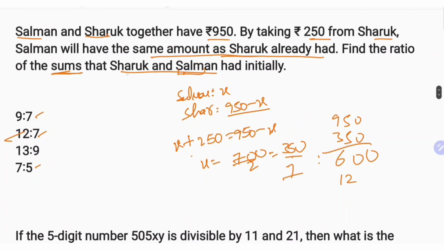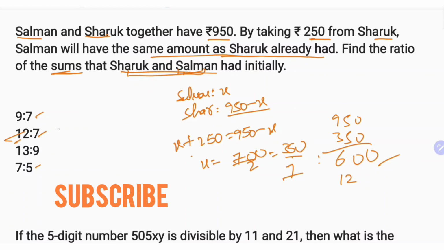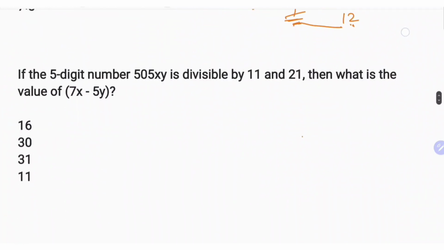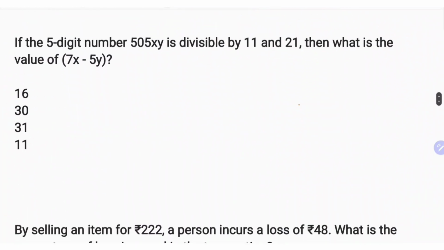Here it asks about Shahrukh and Salman. Shahrukh is this value, Salman is this value. In the options, 7 is to 12 is also there. You can check what is Shahrukh and what is Salman. They can ask Shahrukh and Salman, that is 12 is to 7. Second option. Confusing options are there in competitive exams. Nowadays competition is very high.